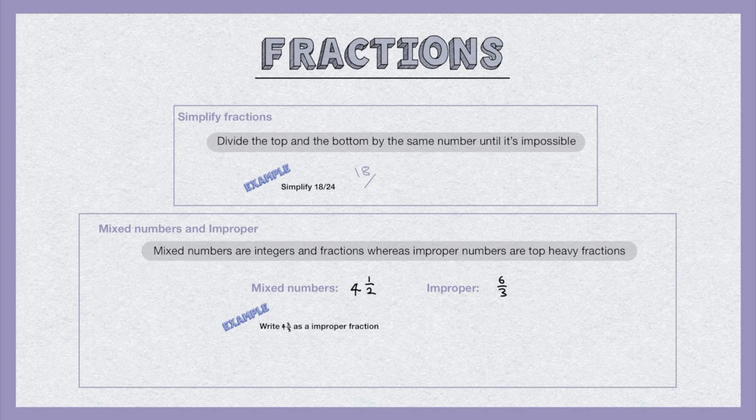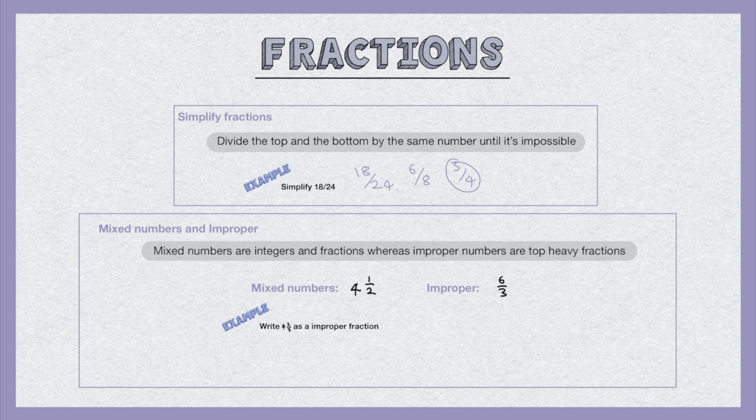So 18 over 24, we can divide both by 3 to make 6 over 8. And now we can divide both by 2 to make 3 over 4, and since there's nothing that can be divided into both 3 and 4, you stop here, and the simplification of 18 over 24 is 3 over 4.